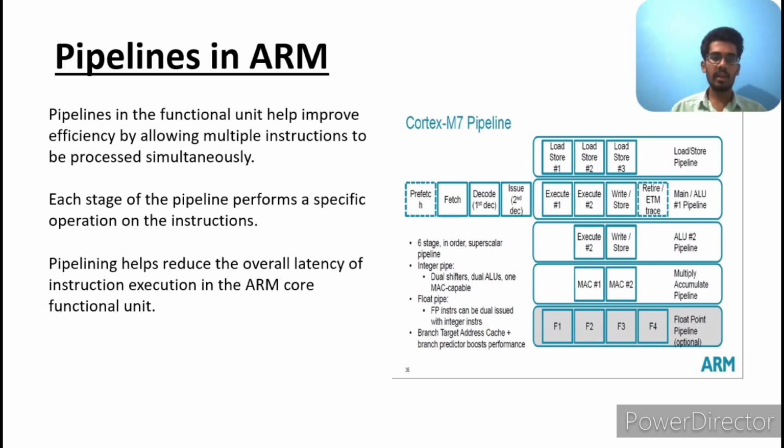Next, pipelines in ARM. Pipelines in the functional unit help improve efficiency by allowing multiple instructions to be processed simultaneously. Each stage of the pipeline performs a specific operation on the instruction. Pipelines help reduce the overall latency of instruction execution in the ARM core functional unit.